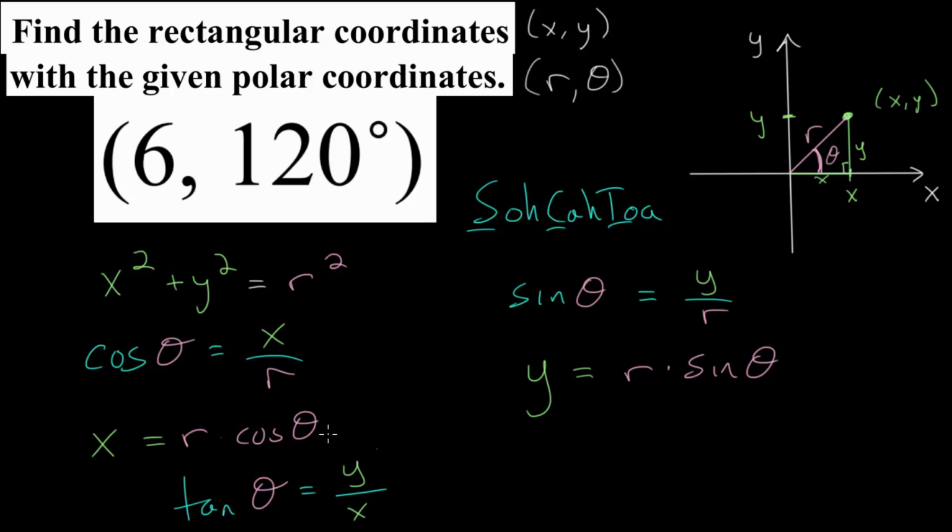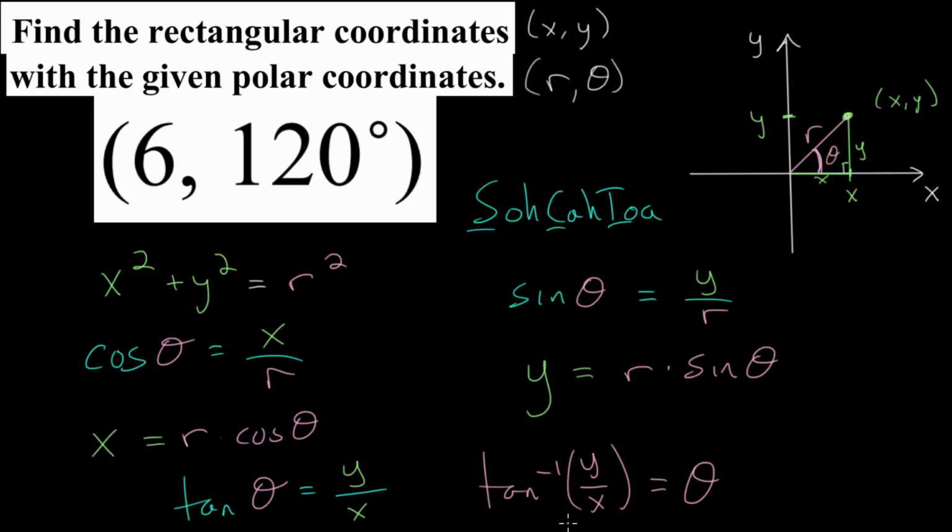For instance, with this tangent function, we can typically take an inverse tangent of each side, so that the inverse tangent of y over x is just equal to theta. So we can solve this explicitly for theta, we can solve this equation explicitly for r, and then we have already solved these equations explicitly for x and y.